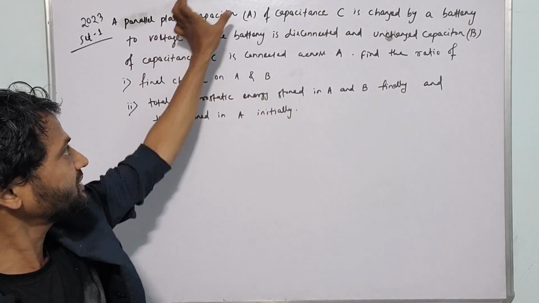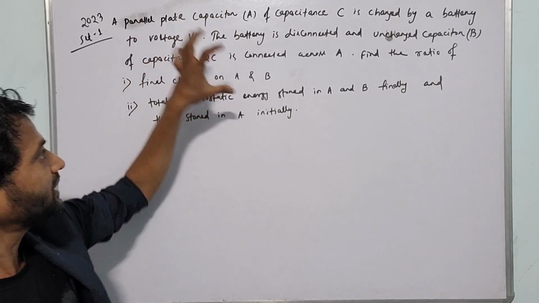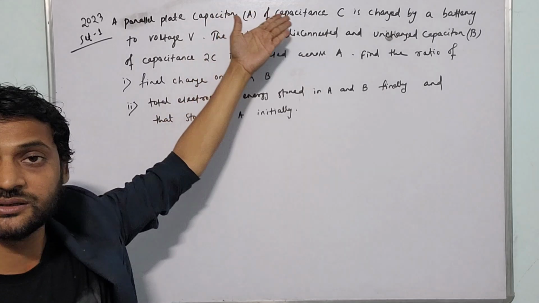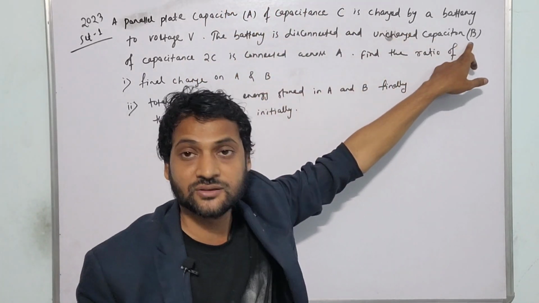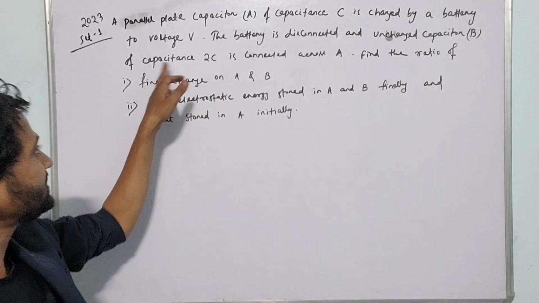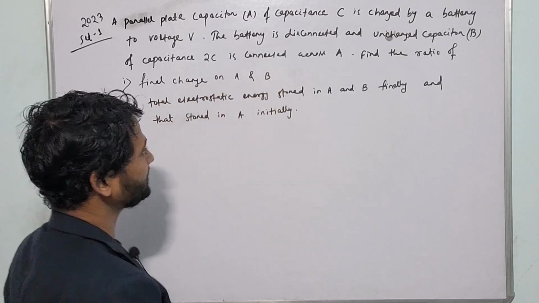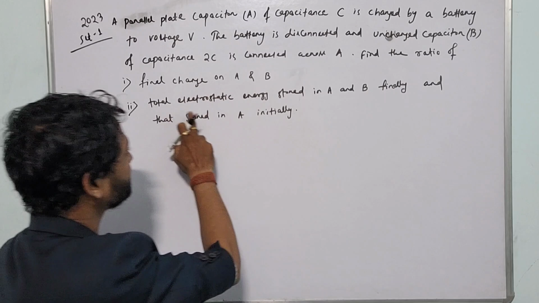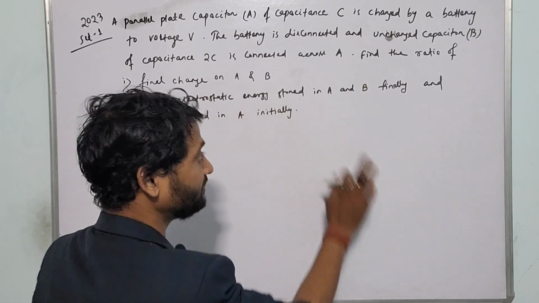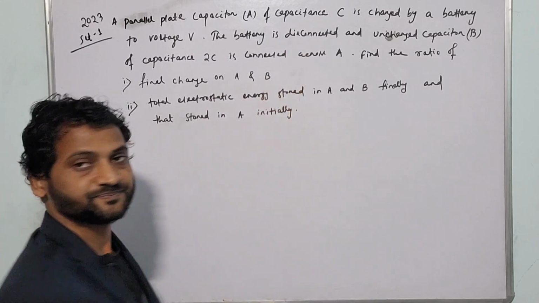Initially the capacitor A is charged through a potential difference of V. Then that capacitor is disconnected from the power supply and connected to another uncharged capacitor B having capacitance 2C. Then we have to find the ratio of the final charges Q1 and Q2. And what is the second part? What is the ratio of total electrostatic energy stored in A and B finally and that stored in A initially.